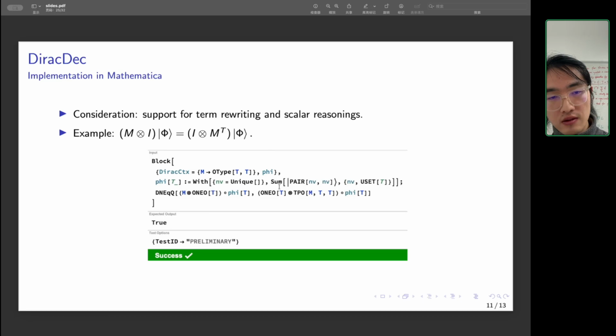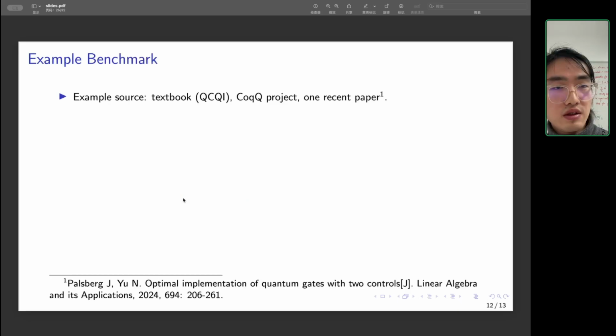And the second line defines the maximally entangled state. The third line encodes the equation, and Dirac deck checks the equivalence automatically and confirms the result. That's how it works. We evaluate the implementation on an example benchmark.